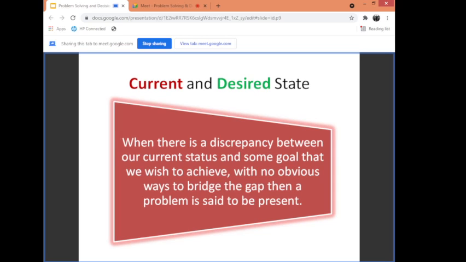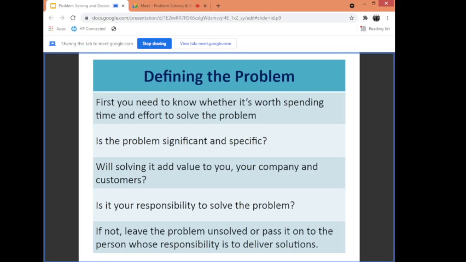So when there is a discrepancy between our current status and some goal that we wish to achieve, with no obvious ways to bridge the gap, then a problem is said to be present. So we have no way of finding the root cause. We don't know what's causing it. You don't know how to do cause and effect analysis. So a problem is always present, and the problem which is not solved will become bigger every day. Every time you turn your face the other way, the problem will become bigger.